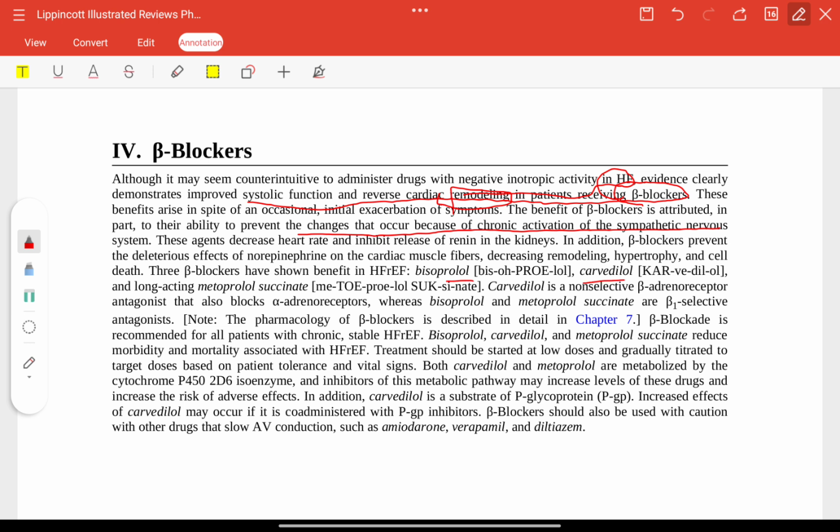Bisoprolol, carvedilol. Carvedilol is non-selective and it blocks alpha. Bisoprolol and metoprolol are beta 1 selective.